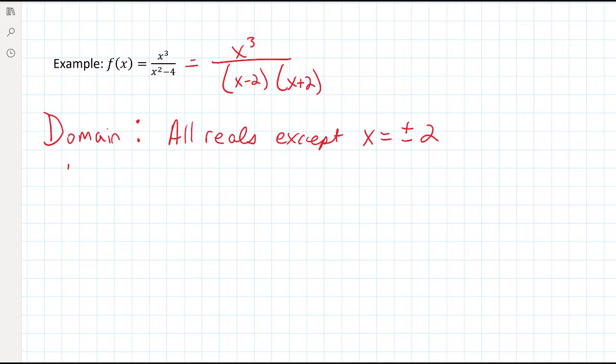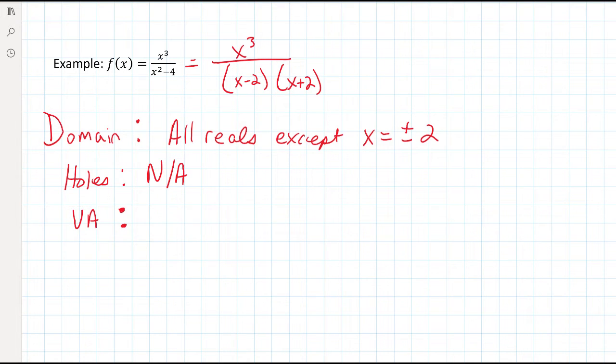All right, the next two bits of analysis, holes and vertical asymptotes. These two are related to each other. A hole is literally a hole in the graph. But how do we figure it out from looking at our function? A hole occurs whenever a factor cancels. As we look at our function here, nothing cancels. Therefore, we do not have any holes.